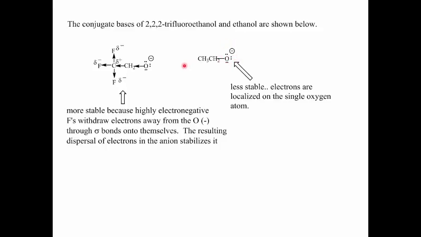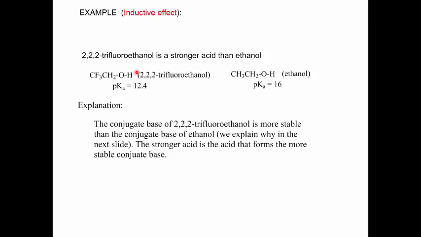Well, charge dispersal is a stabilizing effect because a fluorinated ethanol conjugate base is more charge dispersed. It's going to be more stable. In the conjugate base from ethanol, the negative charge is locked and painfully residing on just the single oxygen. It's very localized, very energy raising, very painful for the oxygen. Because the conjugate base for the fluorinated ethanol is more stable, the acid that forms it will be stronger.